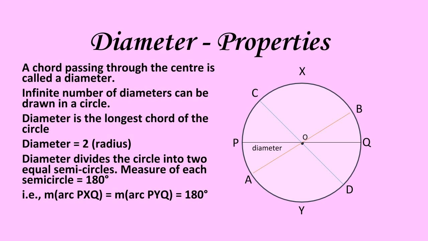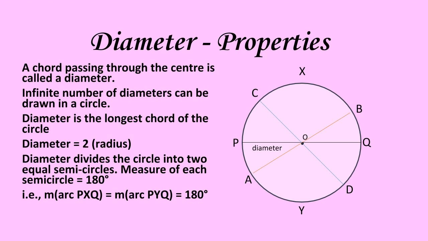And what does a diameter do? A diameter divides the circle into two equal semicircles. And each semicircle measures 180 degrees. So if we look at this example, we have diameter PQ, which divides the given circle into two equal semicircles, which are measure of arc PXQ and measure of arc PYQ. These two are semicircles with each being 180 degrees.